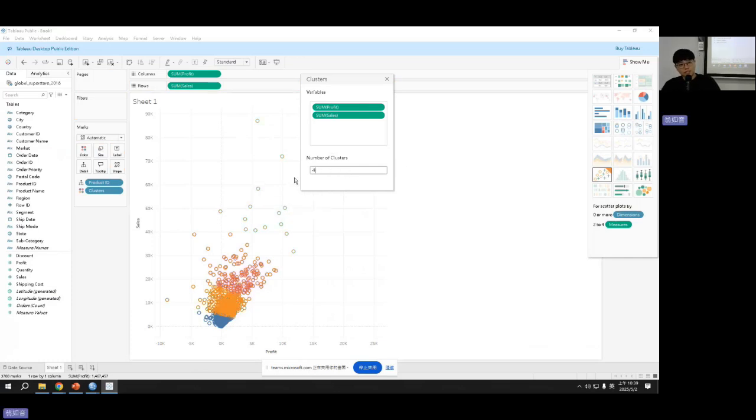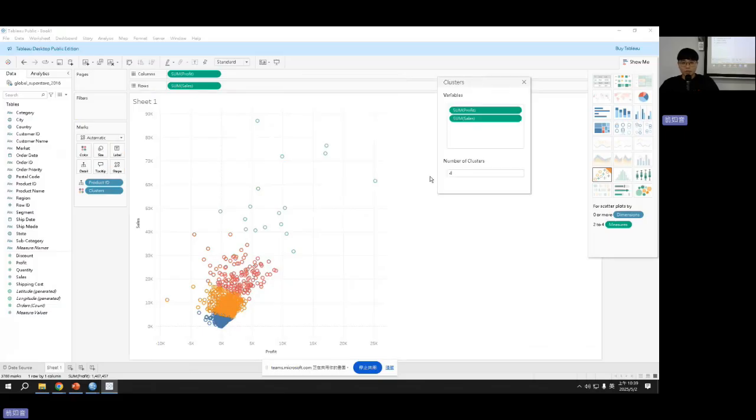In this case, you see the graph is changing. That means Tableau does the cluster according to your variables, profit and sales, and clusters all of the product IDs into 4 groups. As can be seen, this kind of product has much larger profit and much more sales. So this is the product that the company can continue to invest in or put resources into.